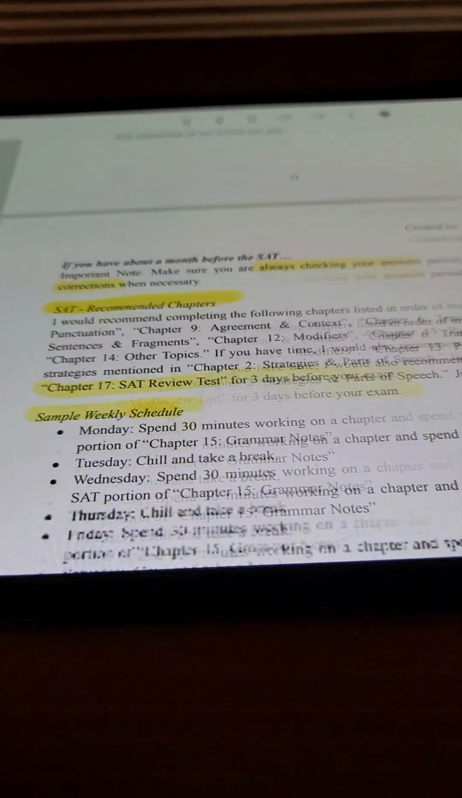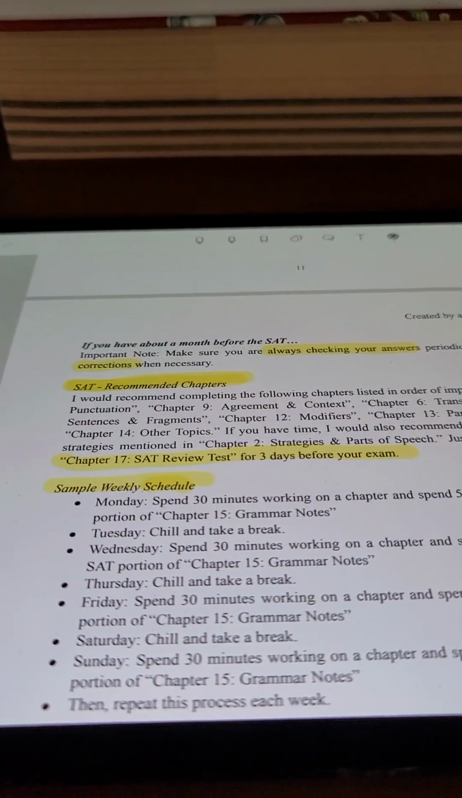And so this is ACT. Let's go to the SAT.